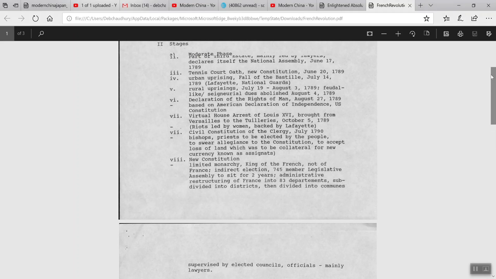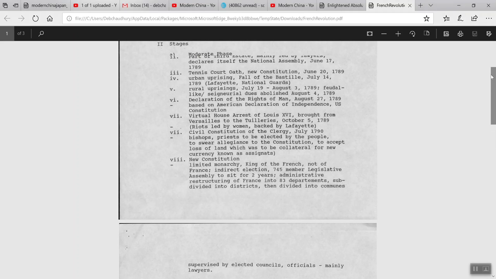ASSIGNAT, in your handout under Roman numeral 7, which I see has been typed up twice. So we'll make the virtual house arrest of Louis XVI 7, and the civil constitution of the clergy 7A for now.